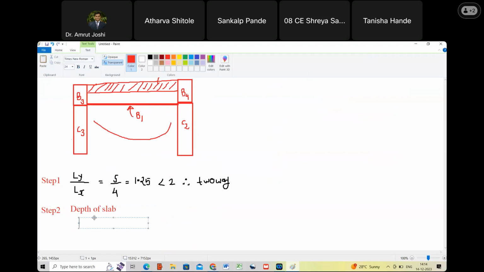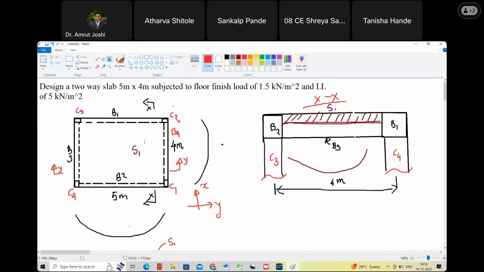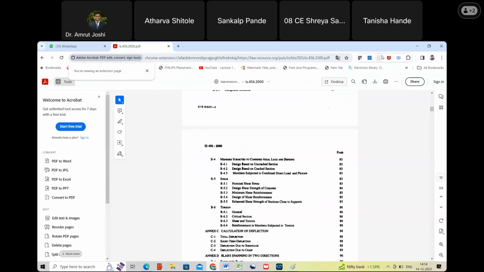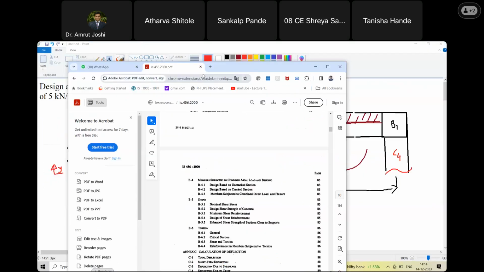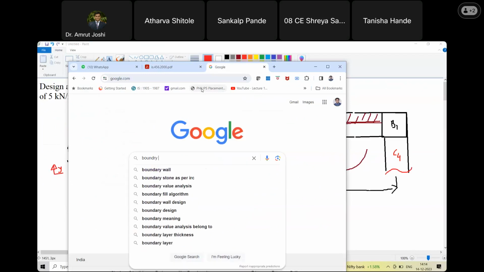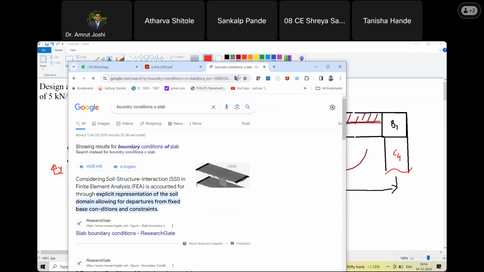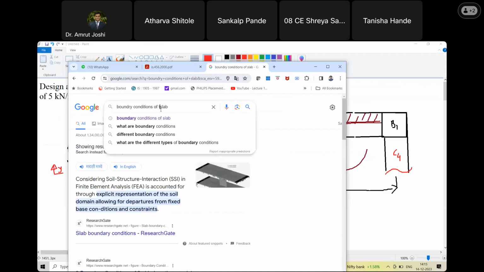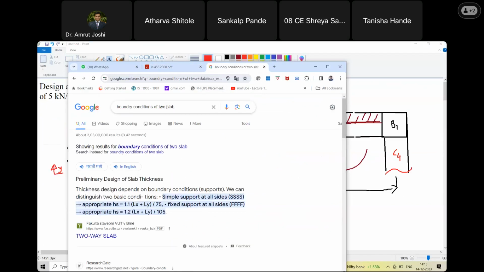So how do we calculate this depth of slab? I have already told you that depth of slab depends on the L by D ratio. So we need to know what is the boundary condition of this slab. Are you with me? Yes, sir. So let me show you what I mean. Boundary conditions of slab. Two-way slab.